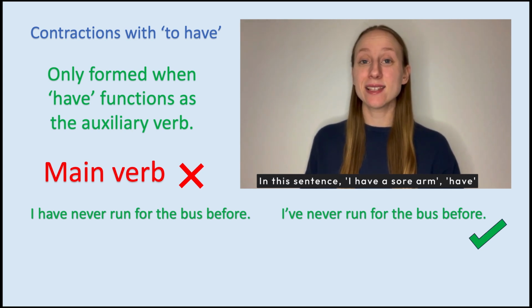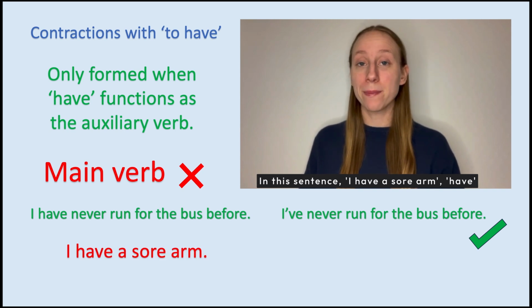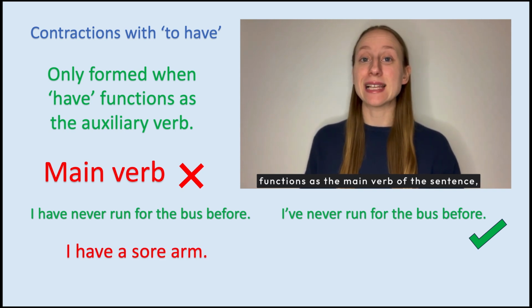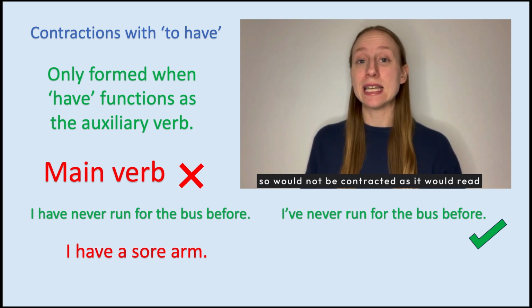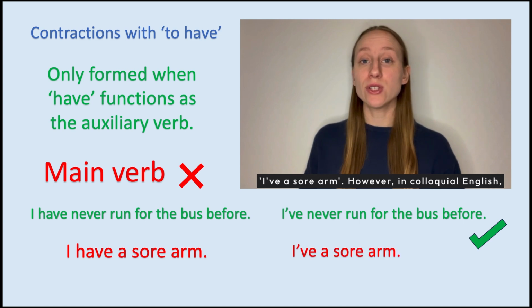In this sentence, I have a sore arm. Have functions as the main verb of the sentence, so would not be contracted, as it would read, I've a sore arm.